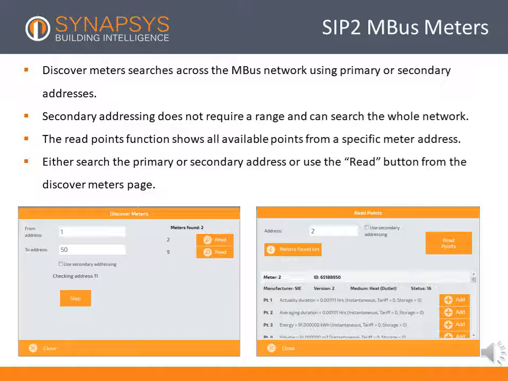There is also a duplicate function if multiple meters of the same type are used in the same network.